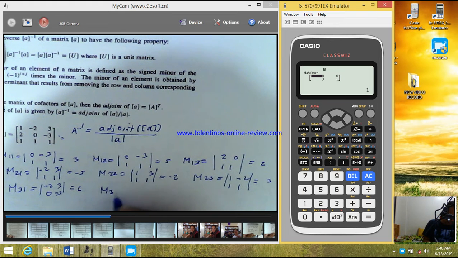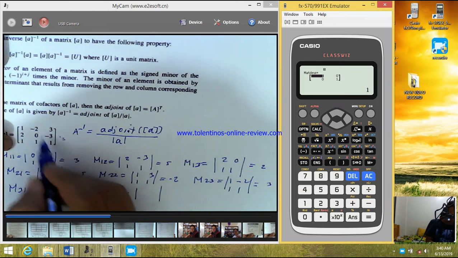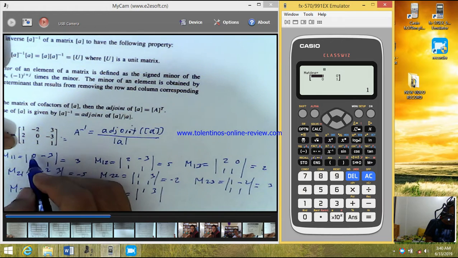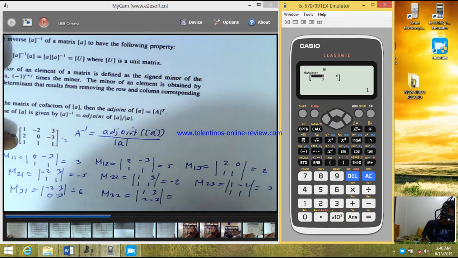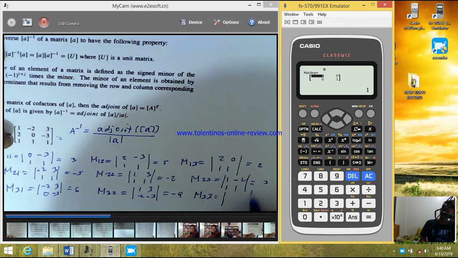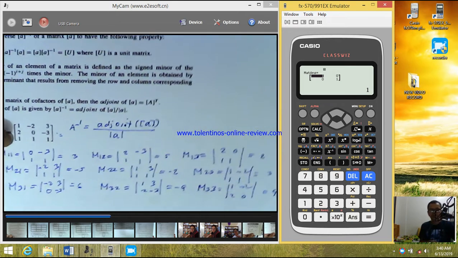Minor 3, 2: delete this and this. You have 1, 3, 2, -3, so you have -3 minus 6, which is -9. And the last is minor 3, 3: delete. You have 1, -2, 2, 0. That will give you positive 4.